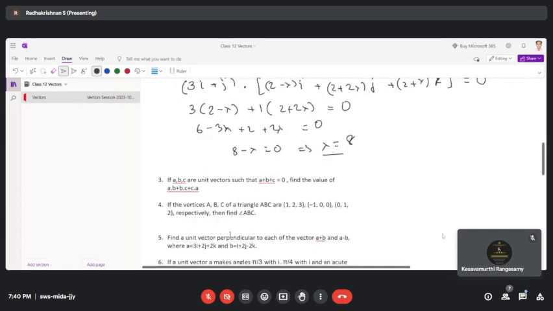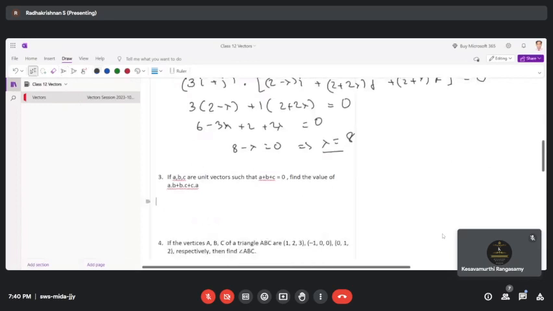So let's go to this. A, B, C are unit vectors such that A plus B plus C equal to 0. Find the value of A dot B plus B dot C plus C dot A. So what does it strike you when you see A, B, C are unit vectors such that A plus B plus C equal to 0?